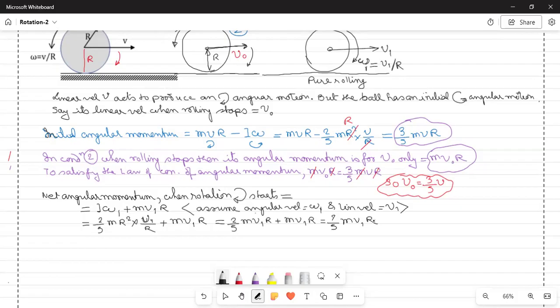But angular momentum cannot be generated. You know, angular momentum or linear momentum can only be transferred from one to other. What was the basic initial angular momentum? It was 3 by 5 m v r. So this final angular momentum in position 3, 7 by 5 m v1 r, has to be equal to 3 by 5 m v r, right?